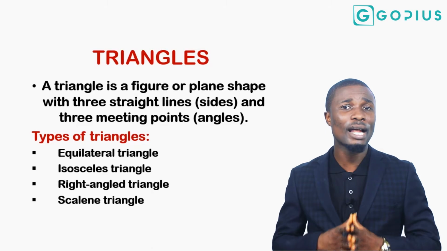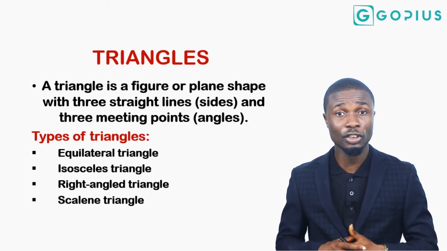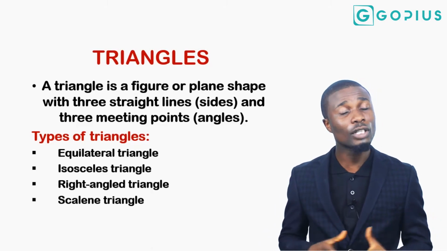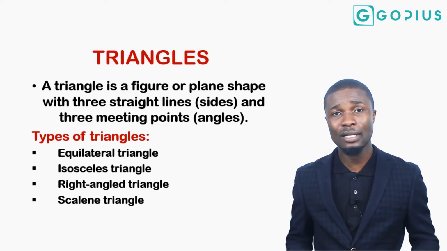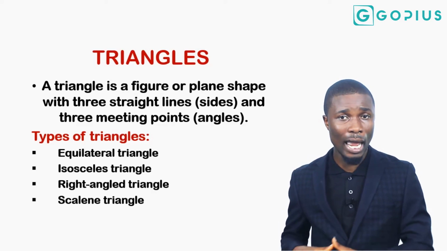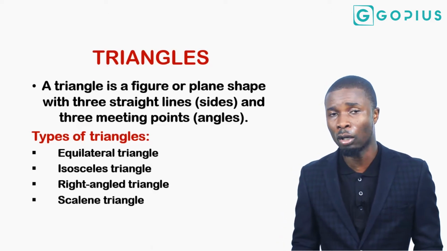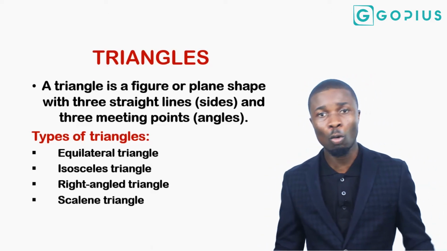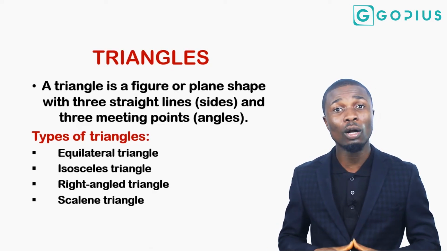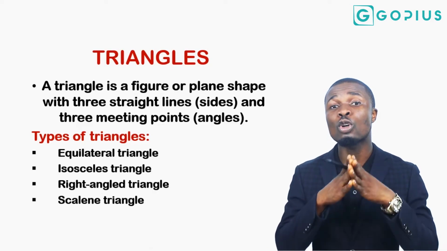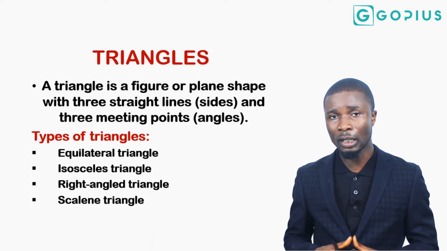On the screen you can see that we have the various types of triangles, such as the equilateral triangle. As the name implies, equi means equal, lateral means line. Equal line triangles, meaning the sides are equal, they have equal dimensions. So the equilateral triangle is a type of triangle where all the three sides are equal and also all the three angles are equal too.